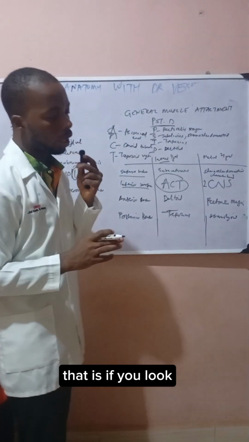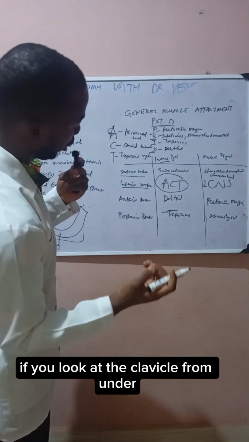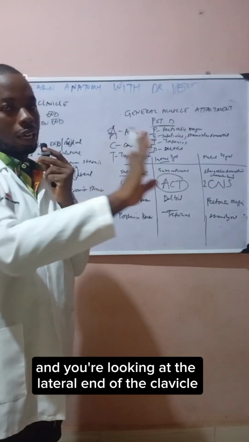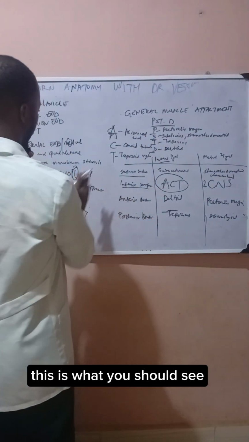So ACT can help us know what we can see in the inferior lateral one third of the clavicle. That is, if you look at the clavicle from under and you're looking at the lateral end of the clavicle, this is what you should see.